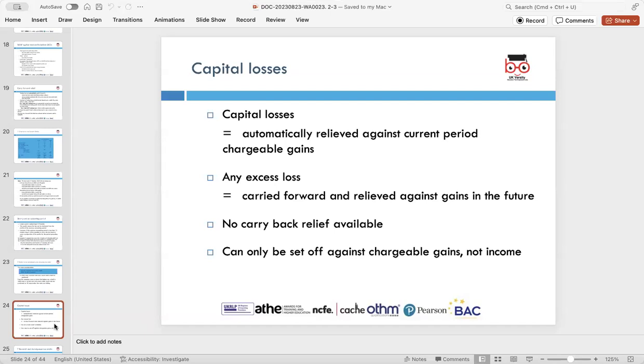Unlike some other types of losses, capital losses cannot be carried back to offset gains from previous periods. They can only be used against future gains. So this is an important distinction to keep in mind. Also, it is worth noting that capital losses can only be set off against chargeable gains, not against regular income. So if you have a capital loss, you can't use it to reduce the amount of income tax you owe, only the tax on gains from selling assets.